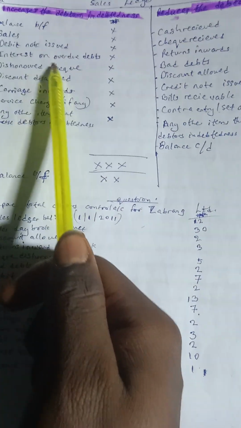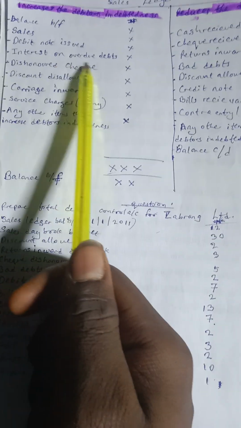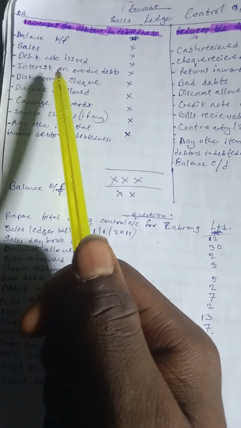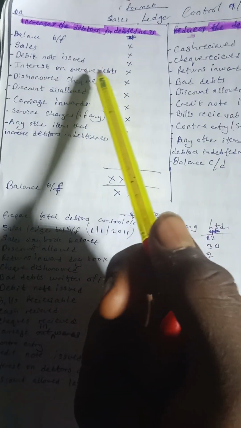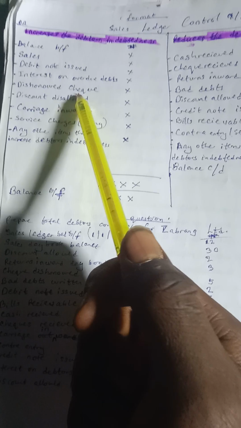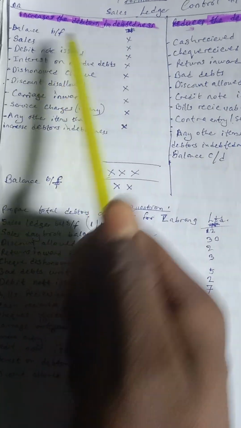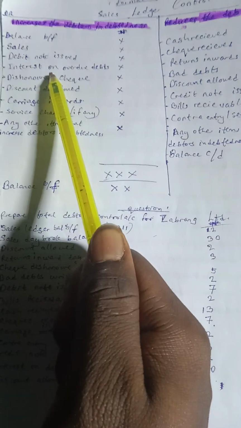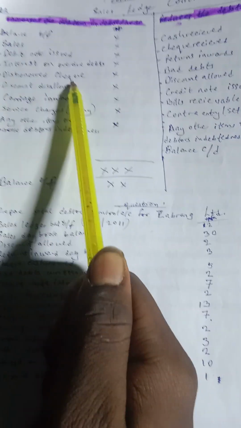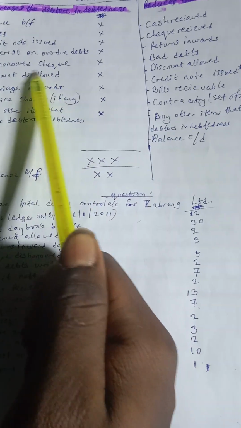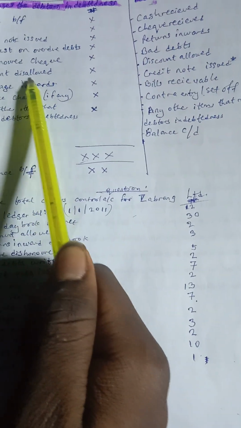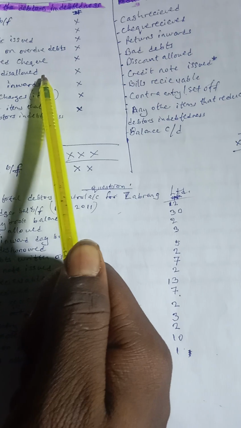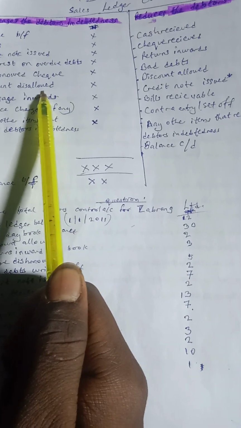Then increase in overdue debts, interest on overdue debt. Maybe your policy is that for someone to be a debtor in your company, he has to pay interest if his debts are overdue, and that increases his indebtedness. Then the dishonored check. Maybe he gave you a check as payment and it was dishonored. That means what he's supposed to pay now increases. Then discount disallowed. Maybe you allowed the discount, then later you disallow it. It increases the amount of the debtor's indebtedness.